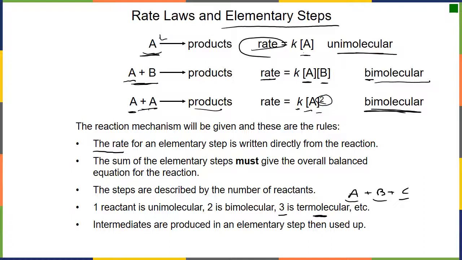The elementary steps have to add up to give us the overall balanced equation. And again, these are always going to be given to you. Someone's going to give you the elementary steps. Intermediates, again, are produced in an elementary step, then immediately used up or consumed.